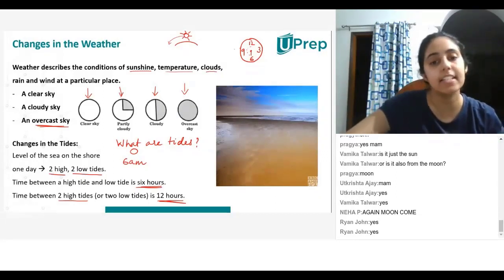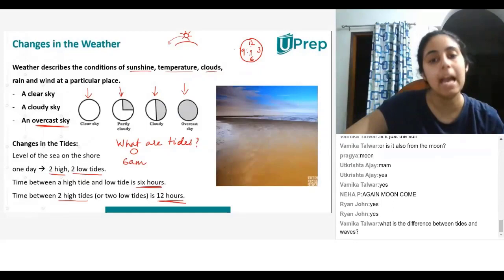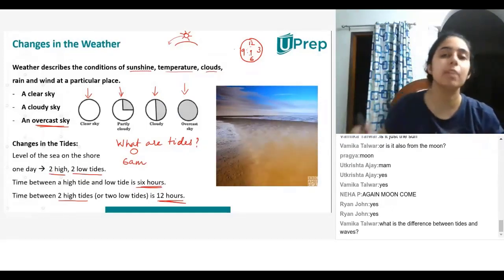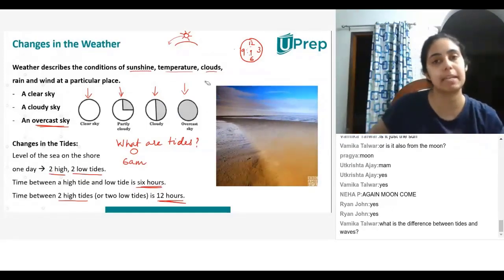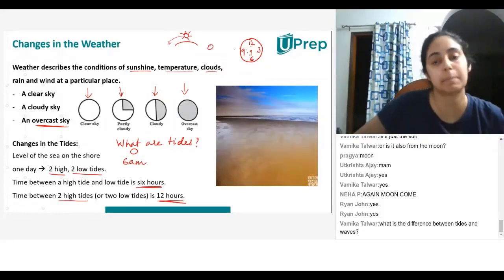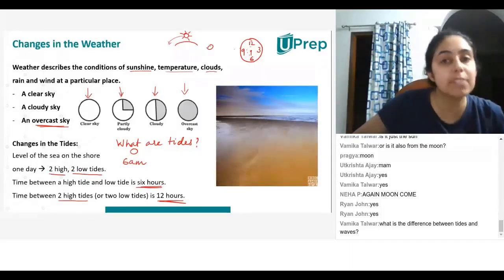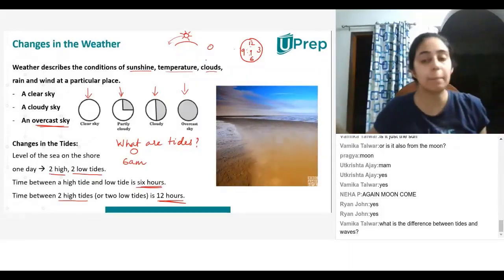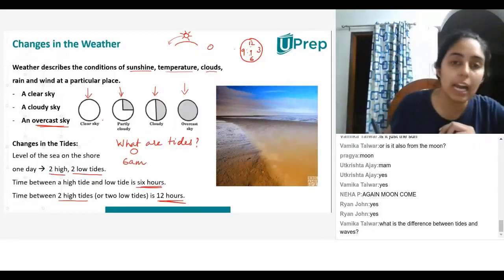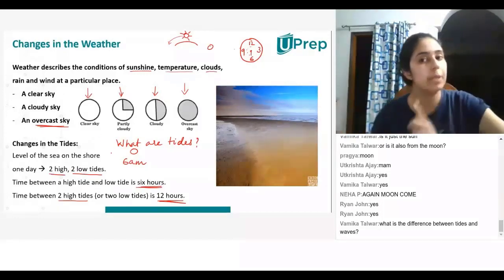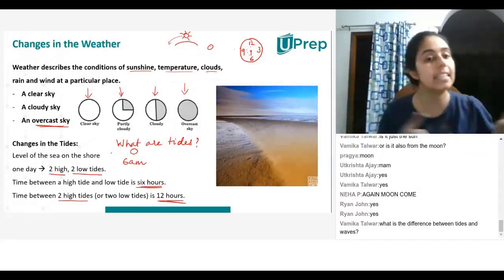So after 6 hours, it is 6 p.m. And what happens at 6 p.m.? Let's say the sun sets at 6 p.m. and the moon rises at 6 p.m. And again after 6 hours, what happens? The moon comes right on the top and then the sun is completely gone. So now you notice that there is a 6 hour gap between each of these events taking place.